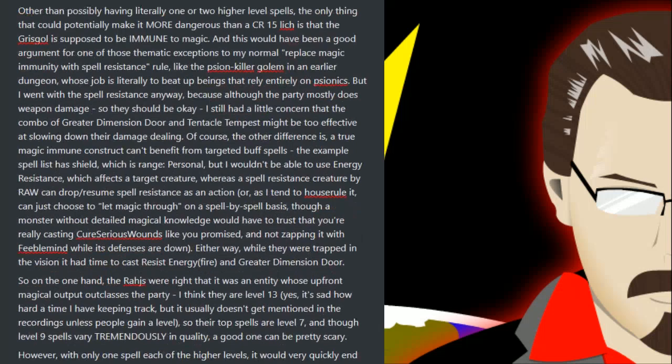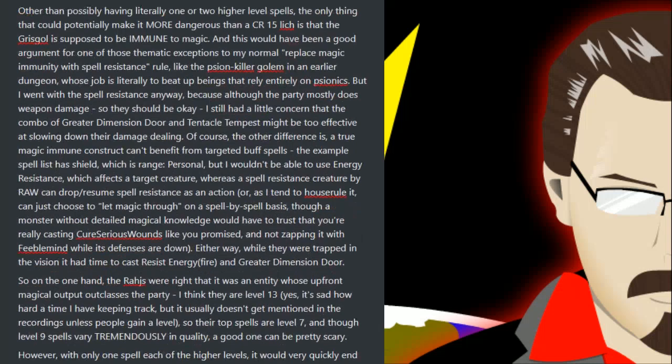Of course, the other difference is, a true magic immune construct can't benefit from targeted spell buffs. The example spell list has Shield, which is range personal, but I wouldn't be able to use energy resistance, which affects a target creature, whereas a spell resistance creature, by rules as written, can drop/resume spell resistance as an action. Or, as I tend to house rule it, can just choose to let through on a spell-by-spell basis, though a monster without detailed magical knowledge would have to trust that you're really casting Cure Serious Wounds like you promised, and not zapping it with Feeble Mind while its defenses are down.